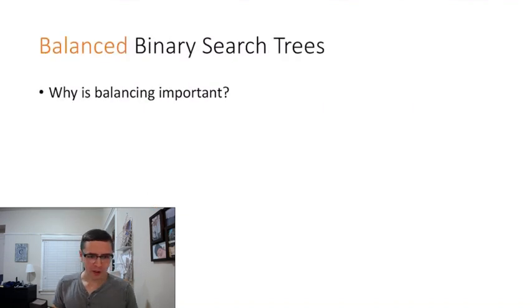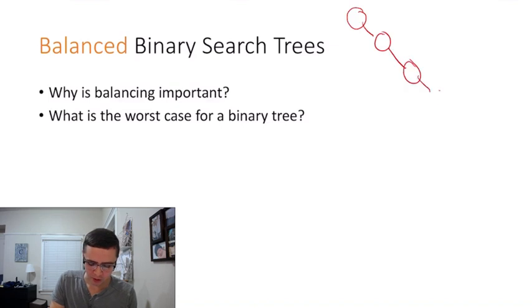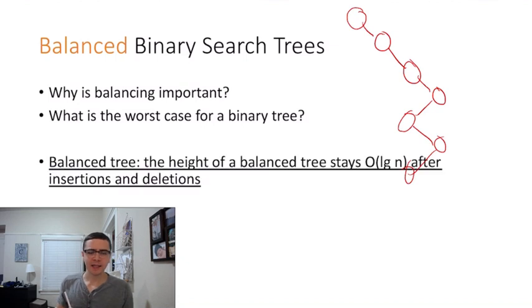All right, so let's start by remembering why balancing is important. What's the worst case in terms of balance for a binary search tree? It's a tree where all the nodes sort of go down one side or zigzag back and forth. And if you remember, the height of a balanced tree stays roughly big O of log n after insertions and deletions. And that's important because most operations are going to take, worst case, whatever the height of the tree is itself.